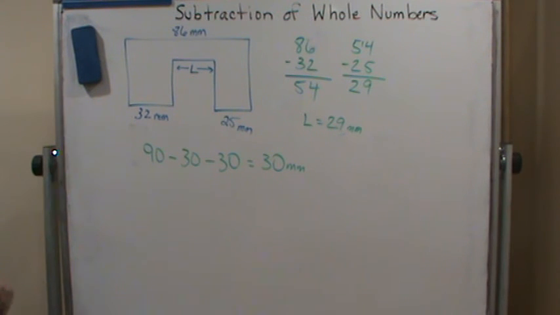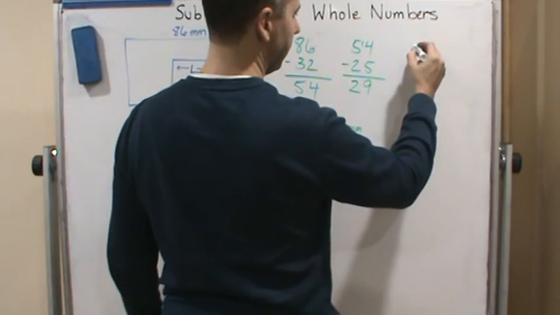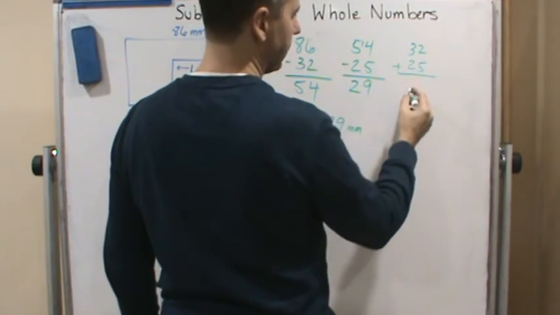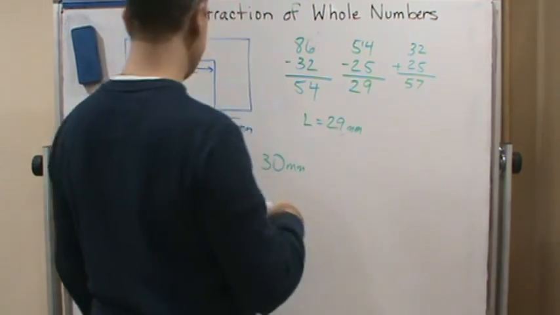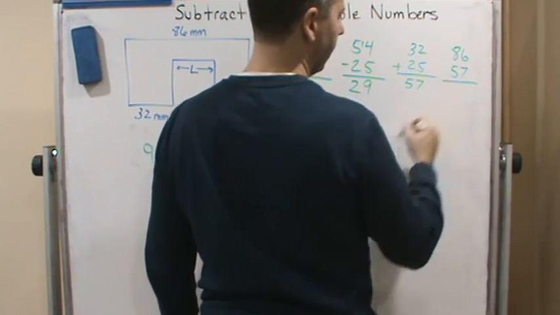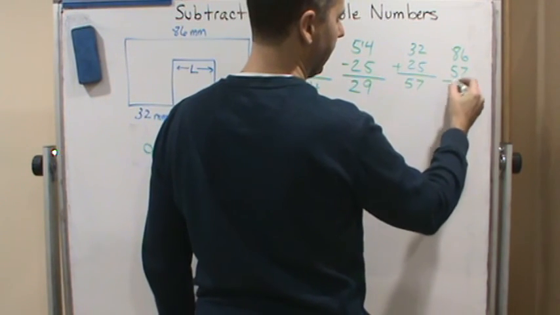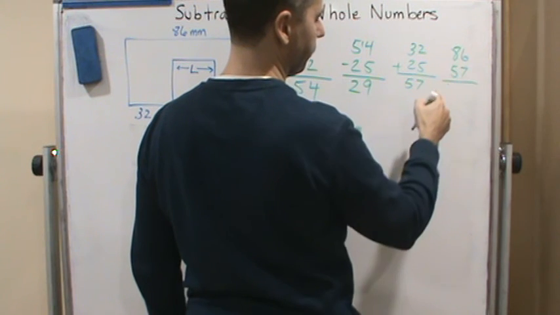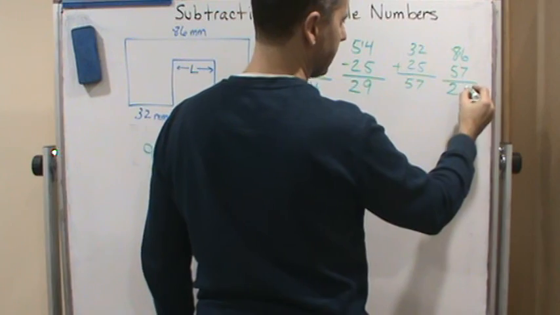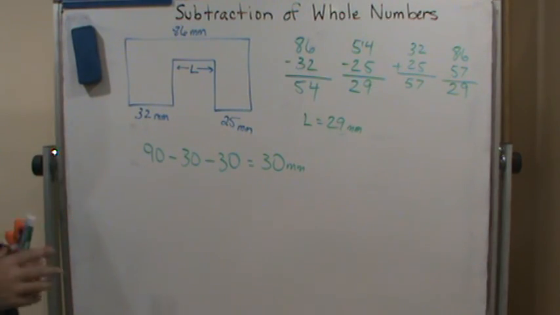Now, if I added 32 and 25, I could do it that way. So if I add 32 and 25, that's going to give me 57. And then if I take 86 minus 57, that's going to give me what? Well, 8 minus 5 is 3, but I have to borrow because I can't subtract 7 from 6. So that means I'm going to have a 2 here, and then this is going to be 16 minus 7, which again gives me 29. So again, like I said, either way works.